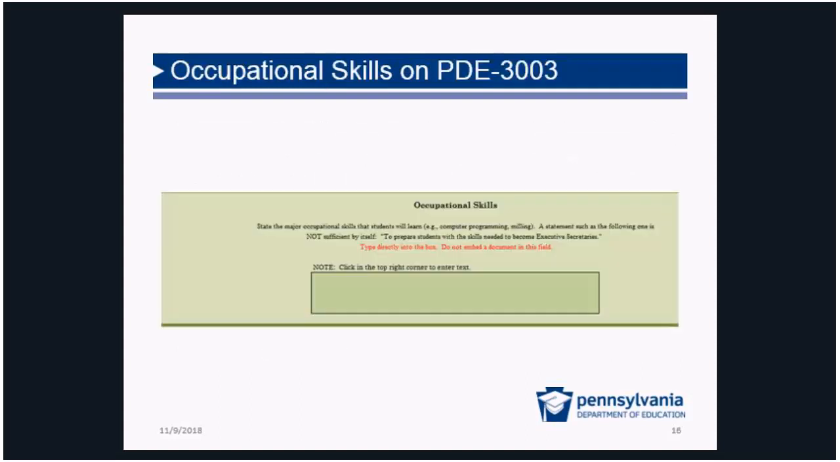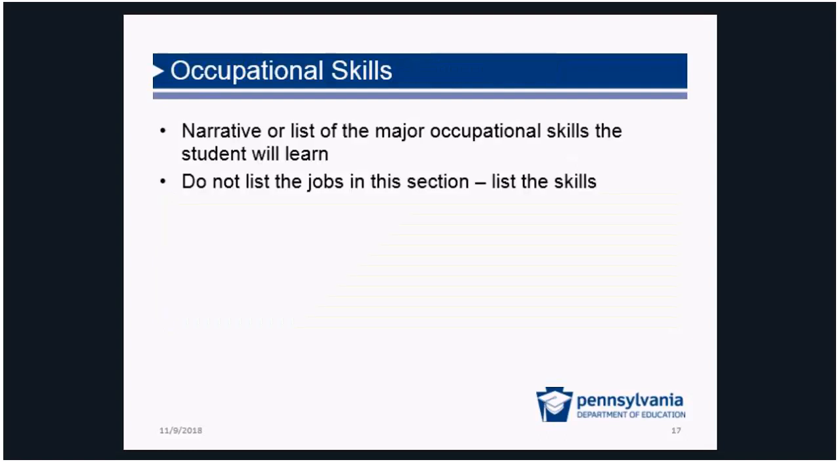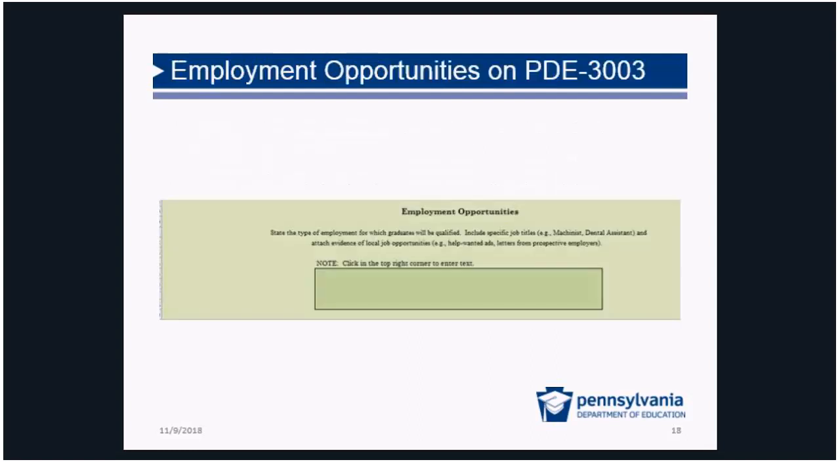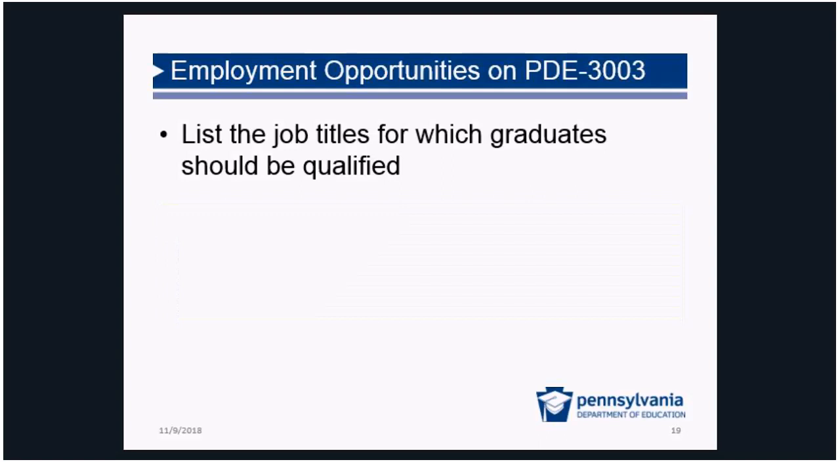You will be asked to enter occupational skills in the box on the screen. Please enter a narrative or a list of the components of the occupational skills that the students will learn. Do not list jobs. List the actual skills that the students will acquire in your program. You will also be asked in another box to enter employment opportunities. This is the box where you want to enter job titles for which your graduates would be qualified.